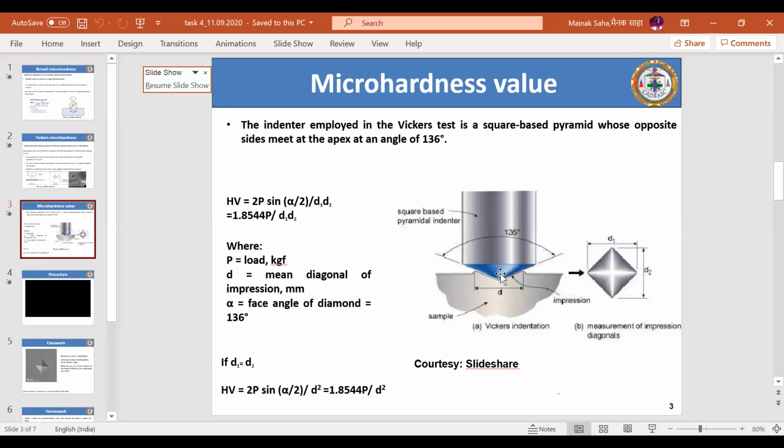Now note, initially, when I was doing the indentation using the Brinell micro hardness technique, I was using a spherical ball with a diameter equal to d. Here in Vickers micro hardness testing, I'm using a square based diamond pyramid. The first question that might arise is, why do I use a diamond? Diamond is very costly. Then why do I use diamond?